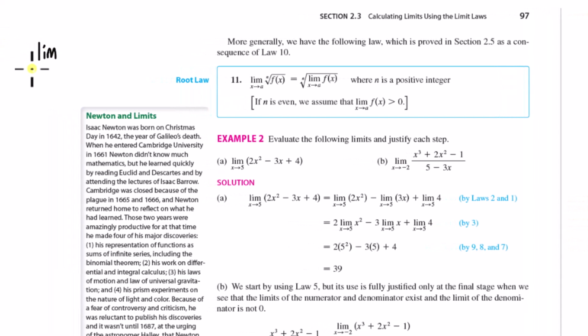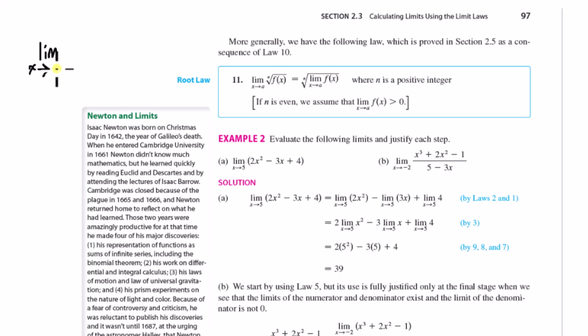for any general root, the limit as x approaches a of f of x to the m over n power, you can take that power out of the limit.